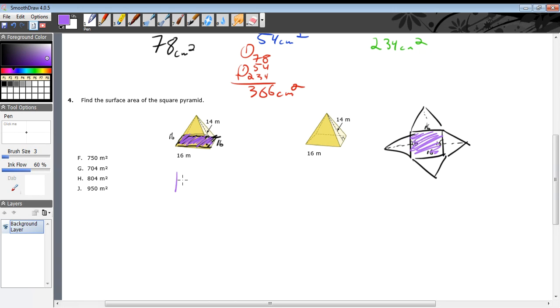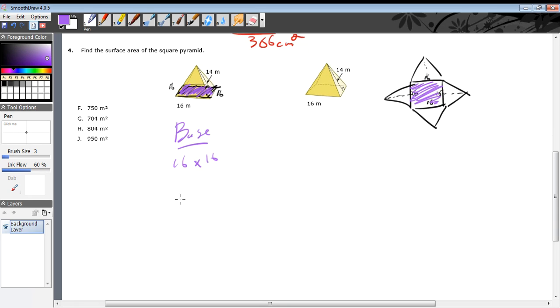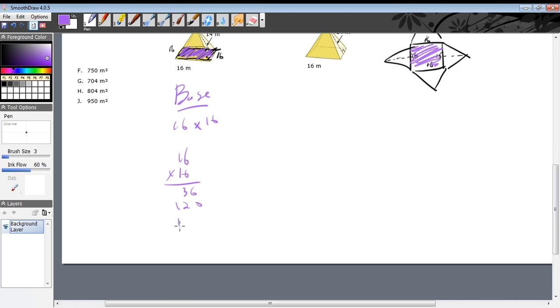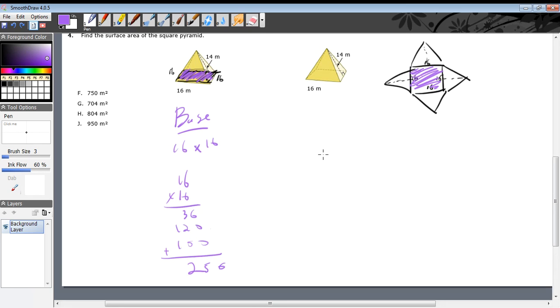So the base is going to be 16 by 16, and 16 times 16 is 36, 120, and 100, which is going to be 6, 5, and 2, 256. So that's the area of the square base.